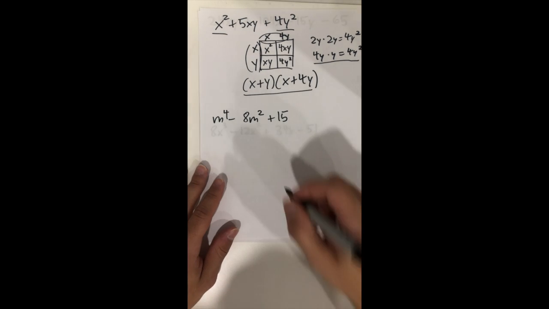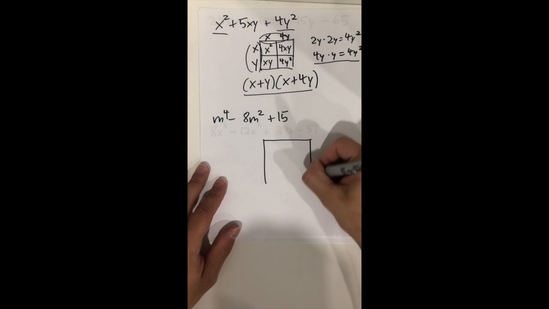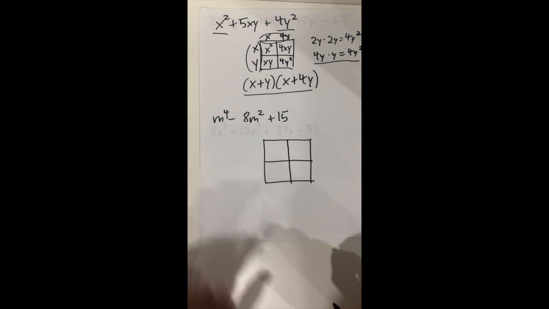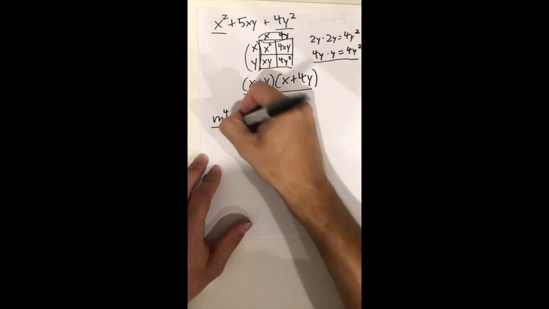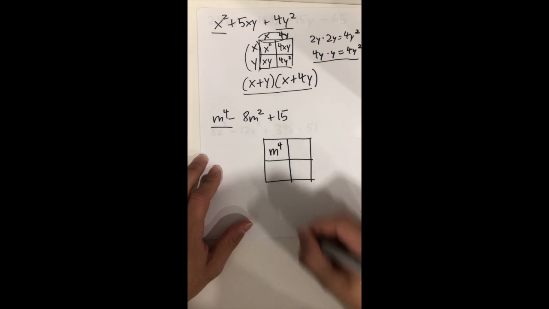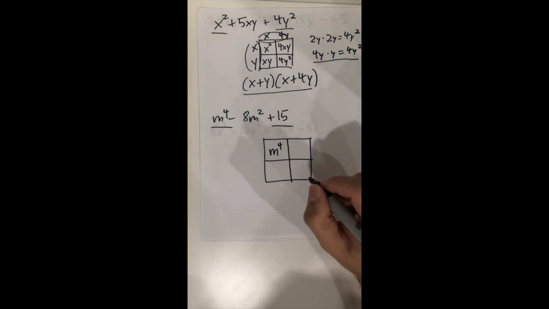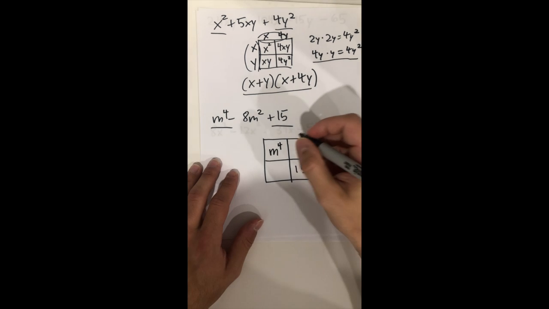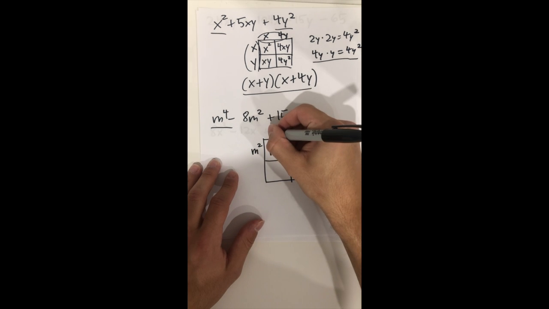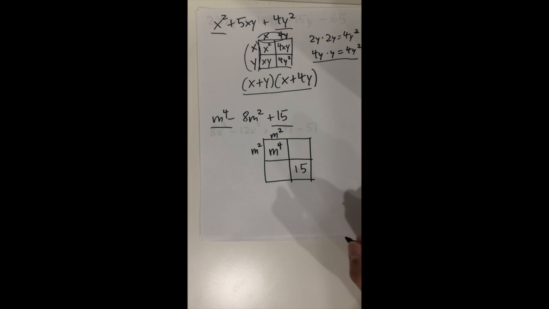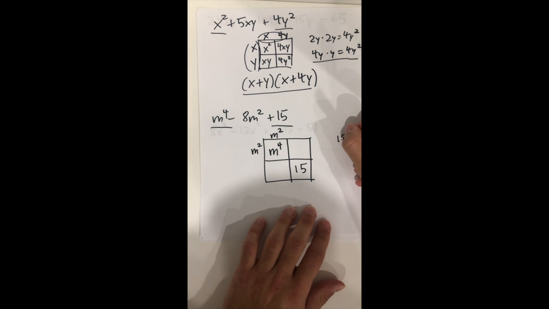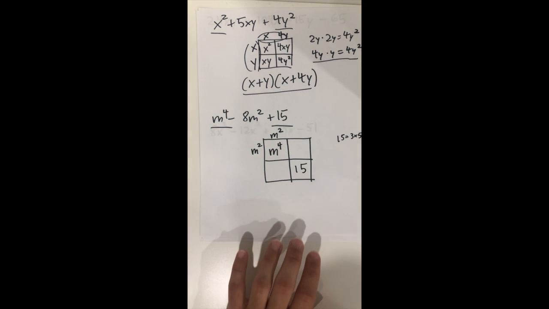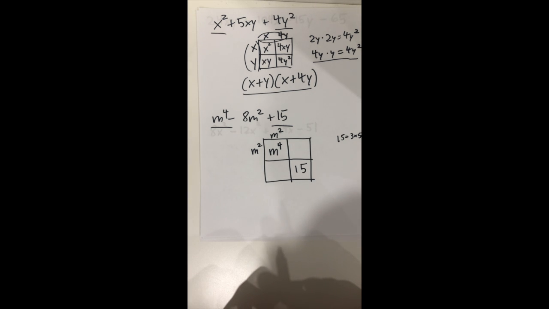Next one, m to the fourth. I know it might be a little intimidating, you might think we haven't done that yet, but it's an extremely similar process. So I'm going to draw my box. First term, m to the fourth. Over here, my last term is positive 15, so that's going to go here. Now we can already start to factor these out. m squared, m squared. Now I know the factors of 15. 3 times 5, and 3 and 5 also add up to 8, so that works out pretty nicely.